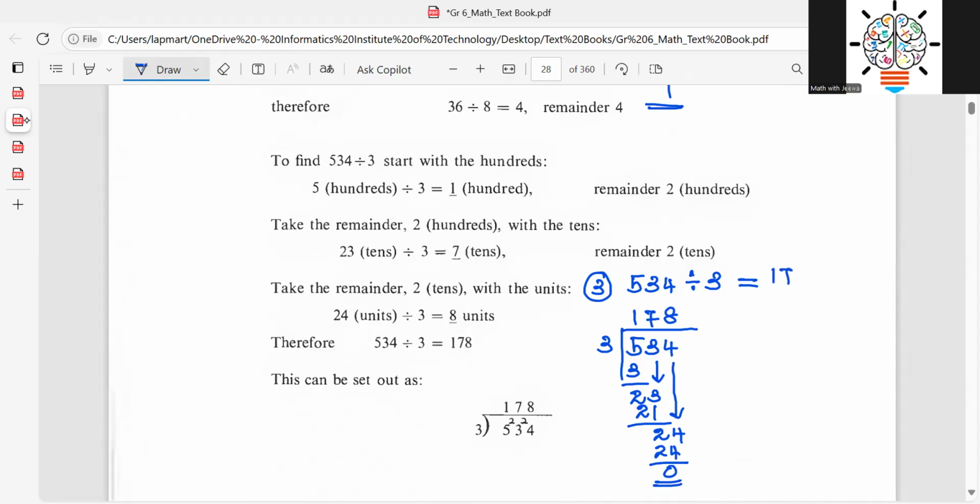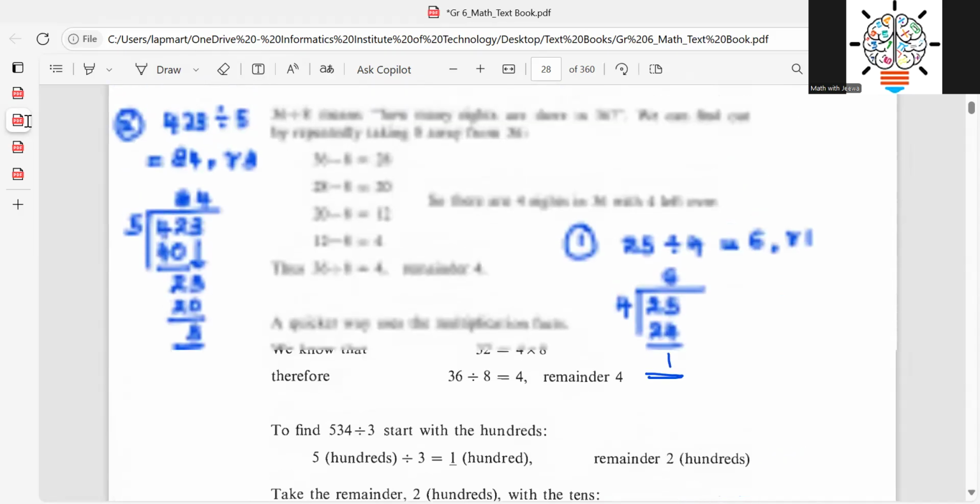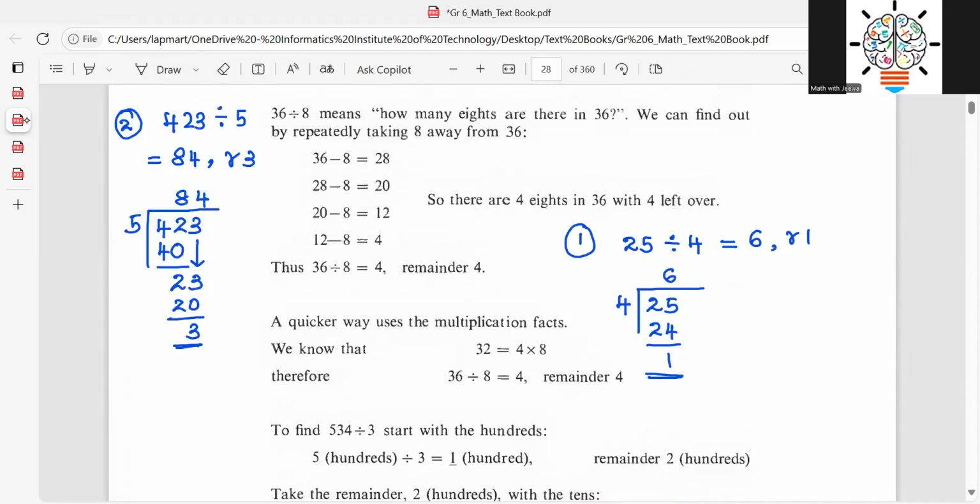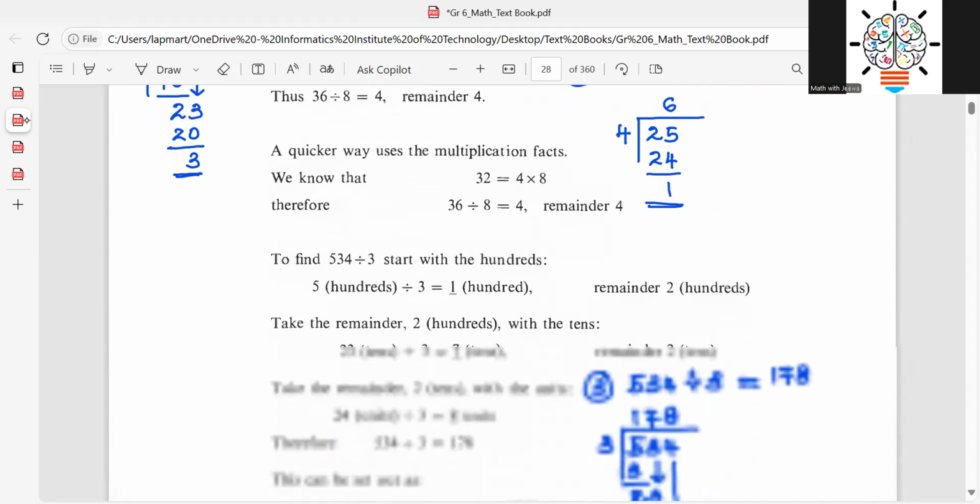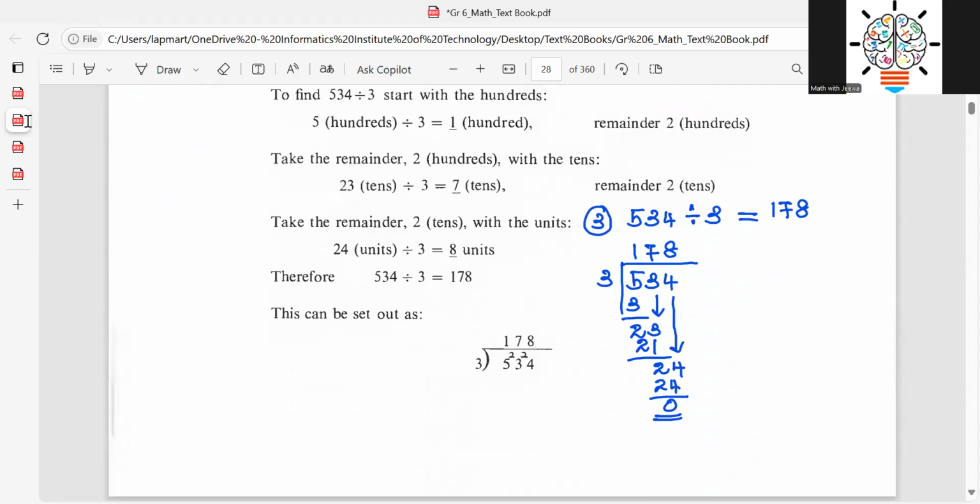You just write 178. In some questions, you might end up with a remainder and you show the remainder like this. You put the whole number, comma, remainder 1. Put the whole number, comma, remainder 3. But here in example 3, children, when you divide it, it is 0. You don't have any remainders. So you just write the answer 178. So this is how you do the division.